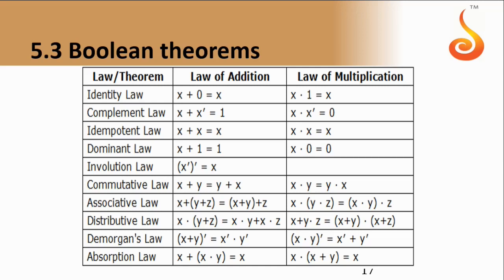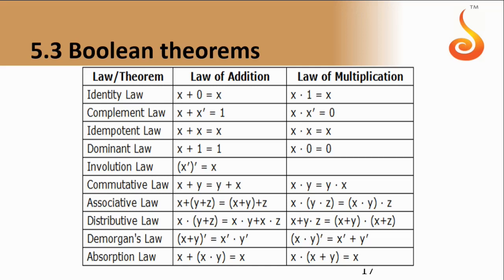Next is involution law. See, I can see here it is x double bar. X double bar is x only, because double bar you remove that. 2 bars will go. Suppose if x is 1, what happens? X bar will be 0. Again, bar of 0 is 1. So, x double bar is x itself.